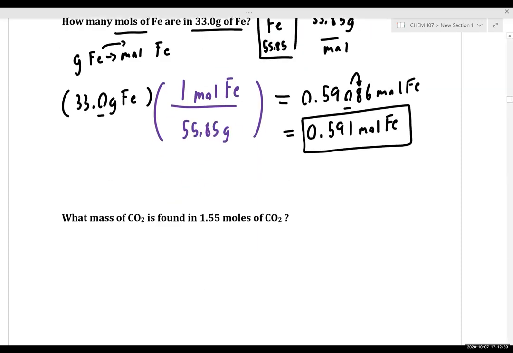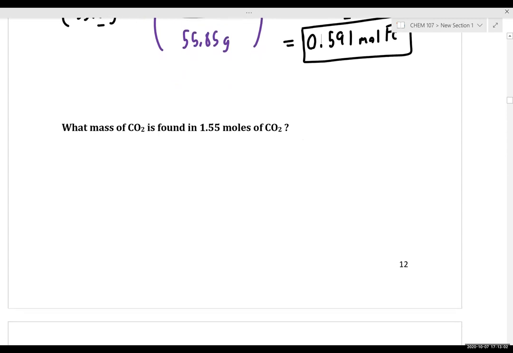Okay, so let's look at another example. This time we're dealing with a molecule. We're asked what mass of carbon dioxide is found in 1.55 moles of carbon dioxide. So we're trying to go from the moles of carbon dioxide to the grams of carbon dioxide. And what conversion factor do we need?